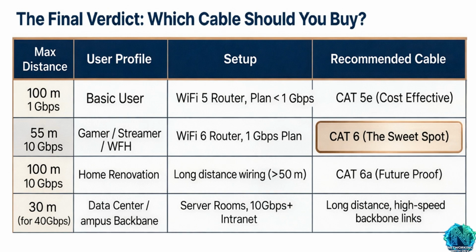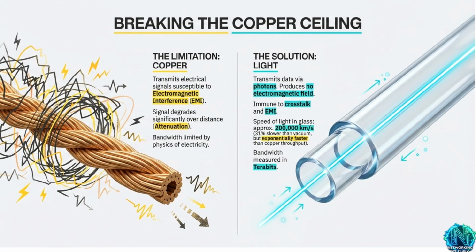And finally, we leave the Cat8 and specialized high-speed backbone links to the data centers and server rooms, where 40 gigabits per second is actually a requirement, not just a luxury. Choose the cable that matches your hardware today, but keep an eye on where you want your network to be tomorrow. We've spent a lot of time discussing how to optimize copper, but even the best Cat8 cable eventually hits a wall. To go faster and further, we have to break the copper ceiling.